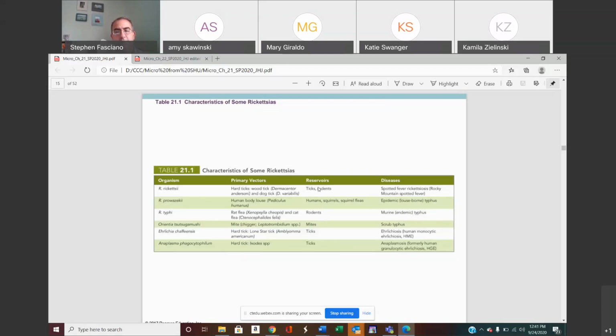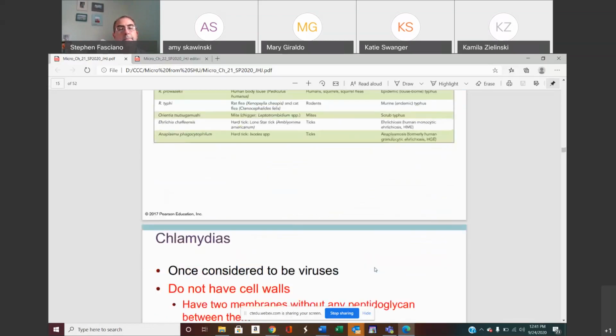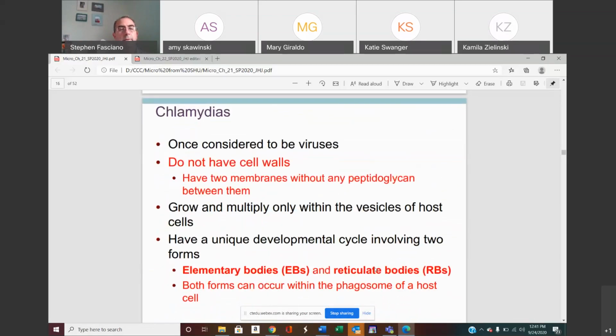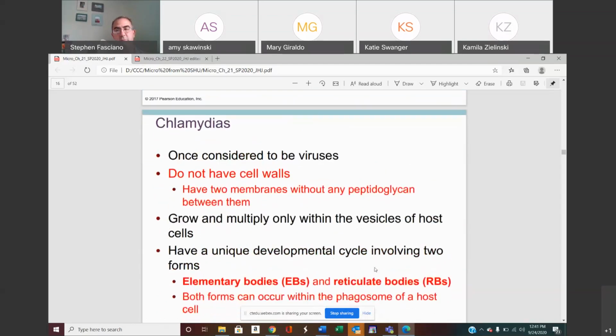So, right, here's the reservoirs. Here's what they go through. Right, these fleas live on rodents, for example, and here are the diseases they can cause. And these are only ones that are caused by rickettsias. Okay, we'll see that Lyme disease is caused by a different bacteria. Then we get to, so that was rickettsias.